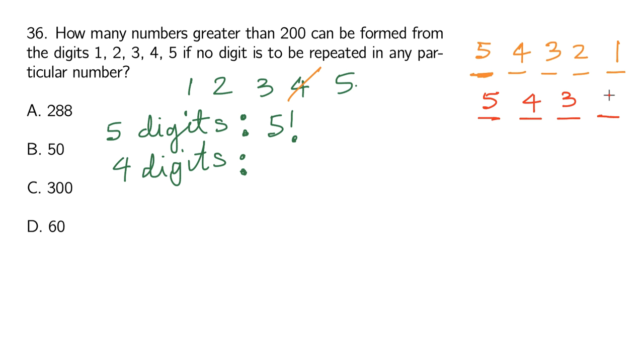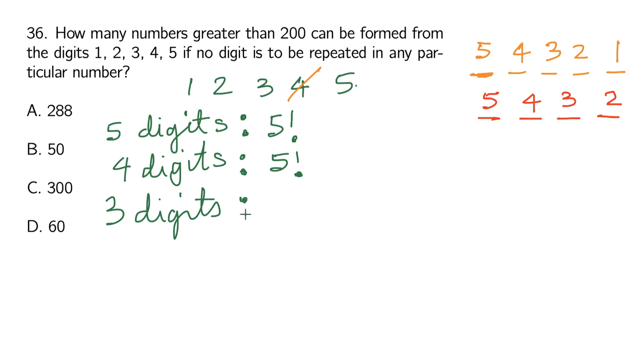The next slot can only have 3, and then the next can only have 2. So we have 5 times 4 times 3 times 2. This is still equal to 5 factorial because multiplying by 1 doesn't change anything. So for 4 digits, there are 5 factorial numbers that are greater than 200.